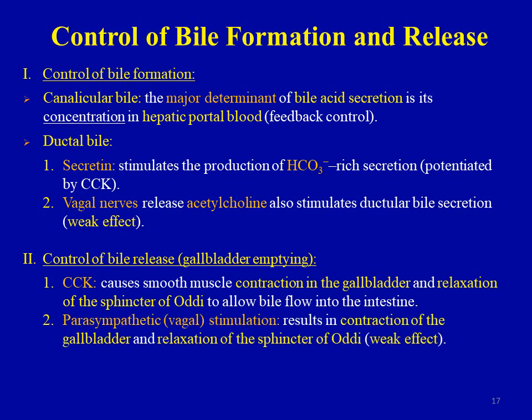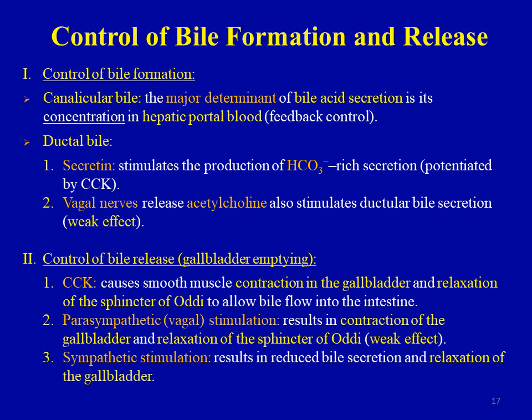Another controller is the parasympathetic or vagal stimulation that results in the contraction of the gallbladder and relaxation of the sphincter of Oddi. Again, this effect is relatively weak compared to the hormonal effect, or the effect of cholecystokinin on gallbladder emptying. On the other hand, sympathetic stimulation will result in reduced bile secretion and the relaxation of the gallbladder. We know very well that the sympathetic division of the autonomic nervous system has an overall inhibitory effect on the digestive system.